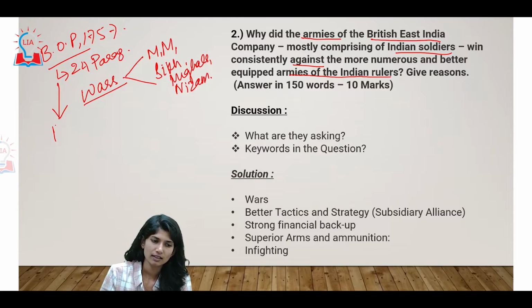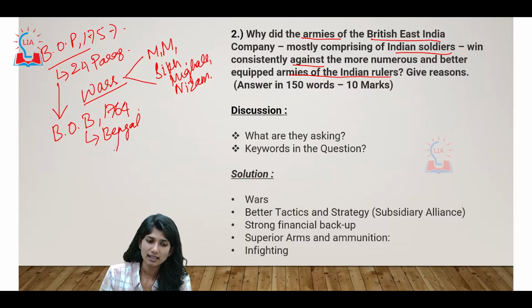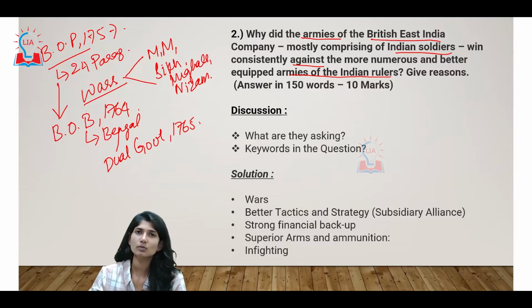Then continued with the Battle of Buxar, 1764. Here the entire Bengal fell into their hands. Thus they created something called the dual government in 1765. One of the aspects of dual government is that the king can keep the administrative powers. Basically, he is a person who has responsibility but without power, whereas the British East India Company was to have power without responsibility.